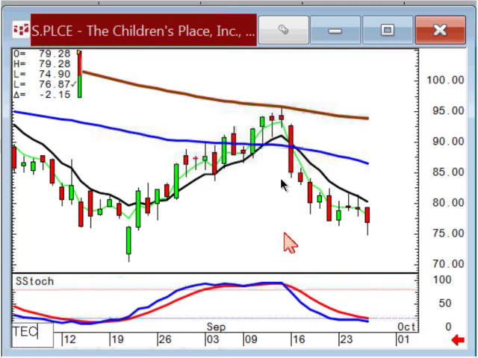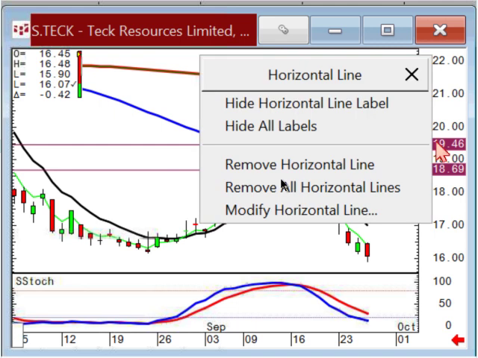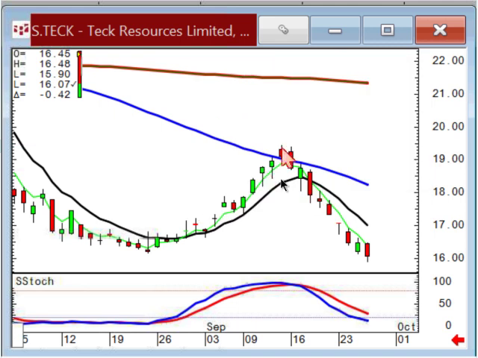Let's get rid of these. Right here at the 50. Kind of a bearish doji sandwich. How long would you stay short on this one? Until you see a buy signal.